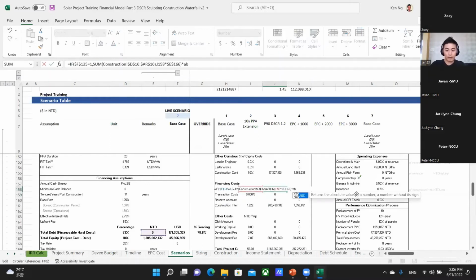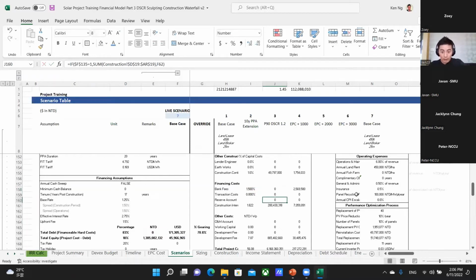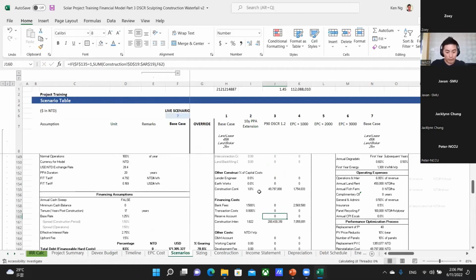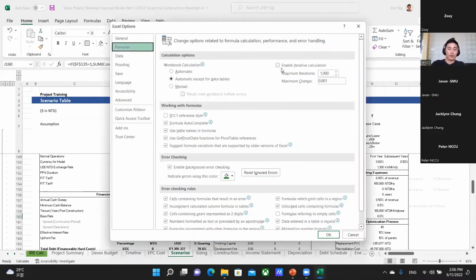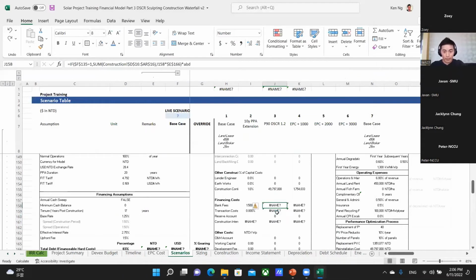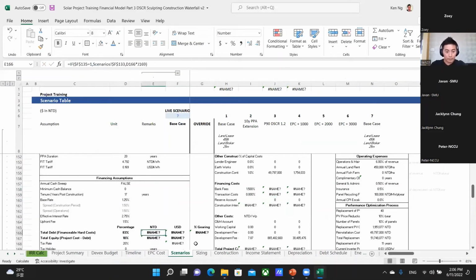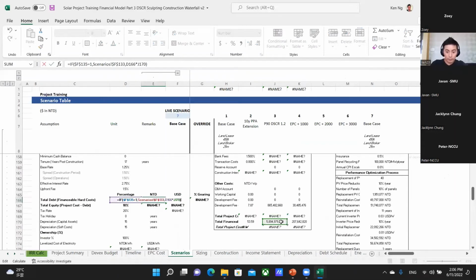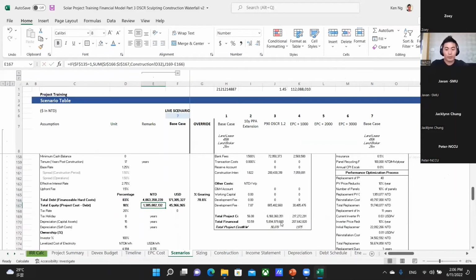Wait one sec. So let's see what happens. Oh wait, sorry. Hang on a second. So let's say you have to turn, okay, so we have circular reference right now. So let's turn the circular iterative calculation stuff on. Right? Yeah, let me just do that again. Okay, so let me just repeat that one more time.